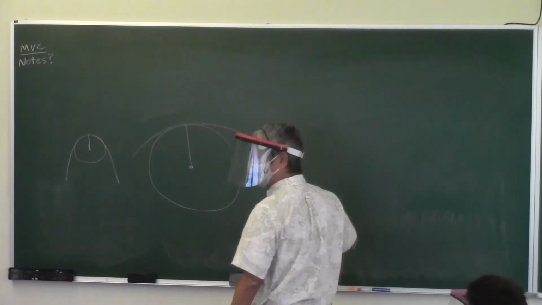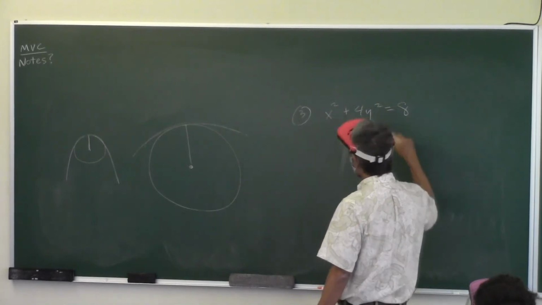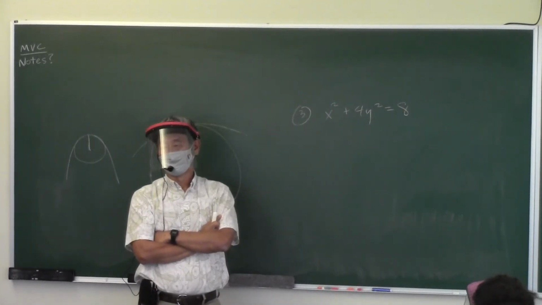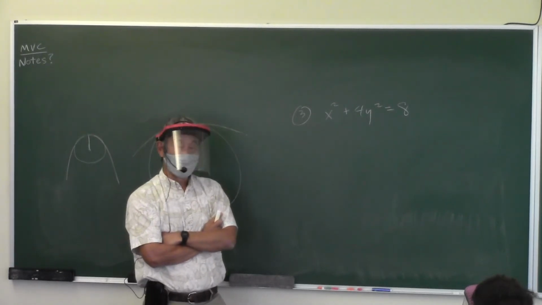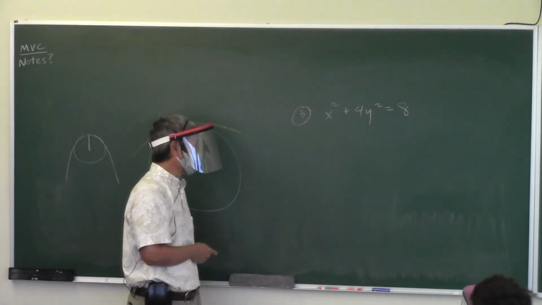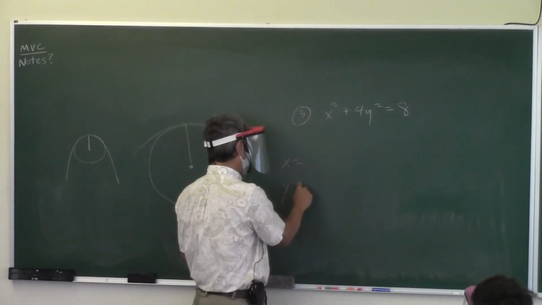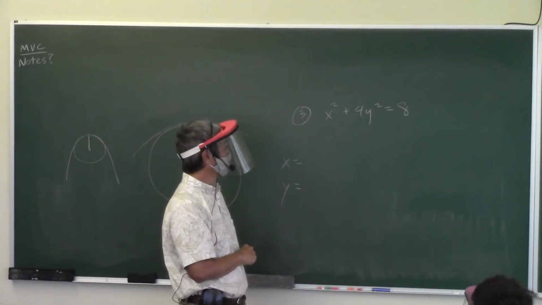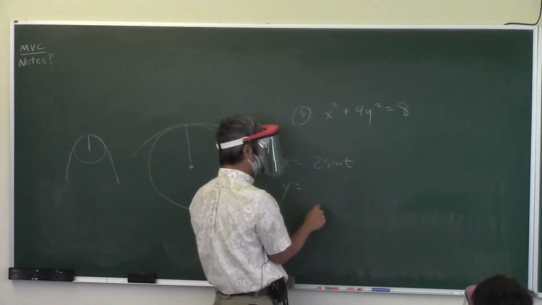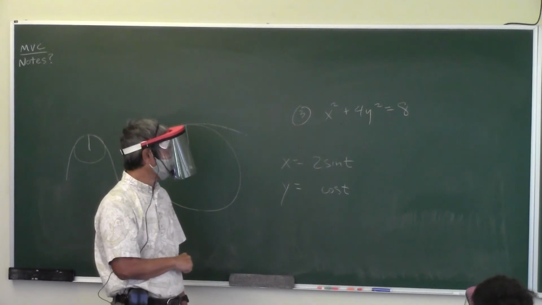For example, okay, let's look at number 3 then. What is the graph of this? Wait, that's an ellipse. Yeah, this is an ellipse. Okay, now, what is the parametric representation? Well, there's an infinite number of parametric representations, but what's a parametric representation for this? Can you just look at it and tell, like, x equals something, y equals something? 2 sine. You think so? How do you know?